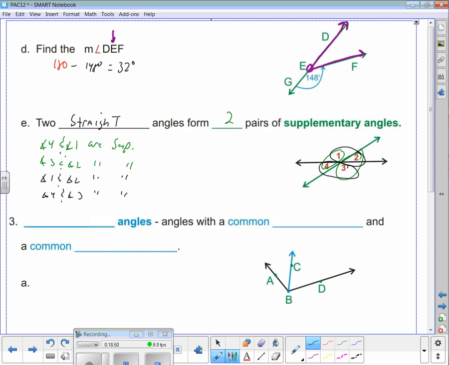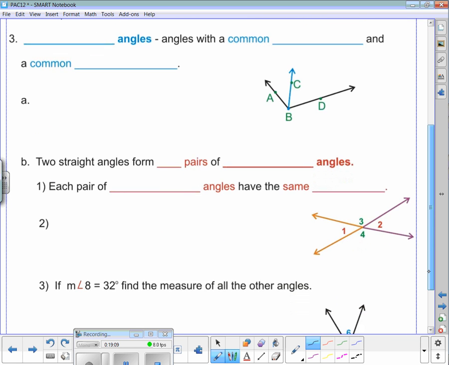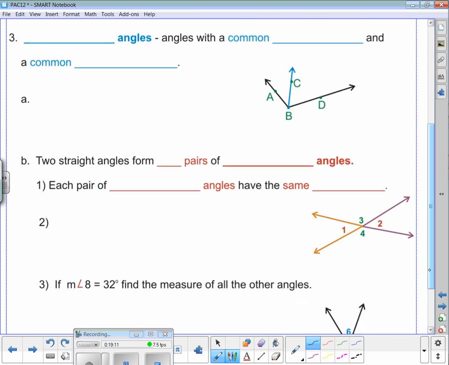All right, and there's really 4 sets of supplementary angles there. If you go by the green line, 4 and 1 and 3 and 2. If you go by the black line, 1 and 2 and 4 and 3. So a lot of different ways that works. We're going to look at some relationships of that in just a moment. So there's a lot of supplementary angles when you have straight angles.